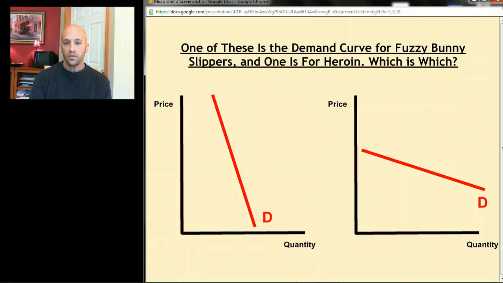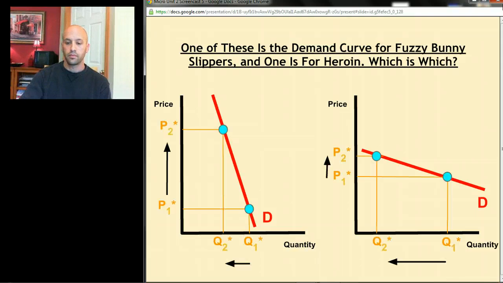All right, so to give you a sense of what I'm talking about, what if I showed you two demand curves, these two demand curves? I didn't label the demand curves or tell you what they were the demand for, but I did tell you that one of these demand curves is the demand for fuzzy bunny slippers, the ones you wear on your feet, and the other demand curve is for heroin, the drug. And I asked you to just think about, looking at the shapes of these demand curves, which was which. Pause it, think about it for a second, and see if you get the right answer.